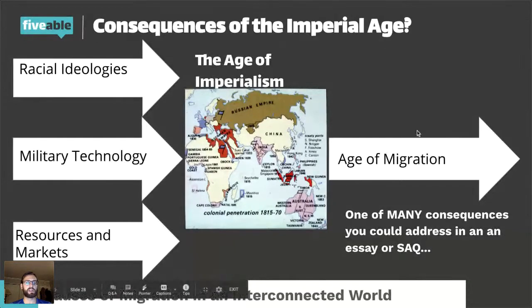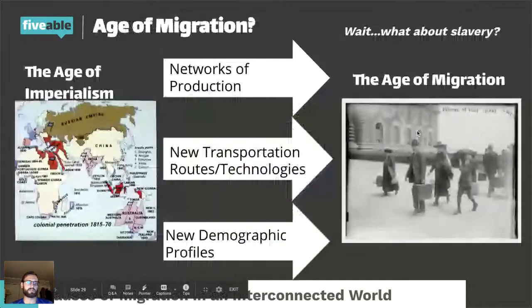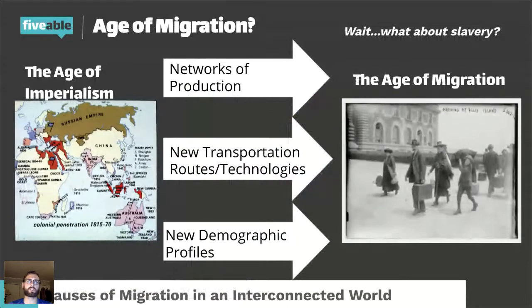of this age. In fact, such a big deal that you could almost argue that this is in fact an age of migration primarily and only secondarily an age of imperialism.